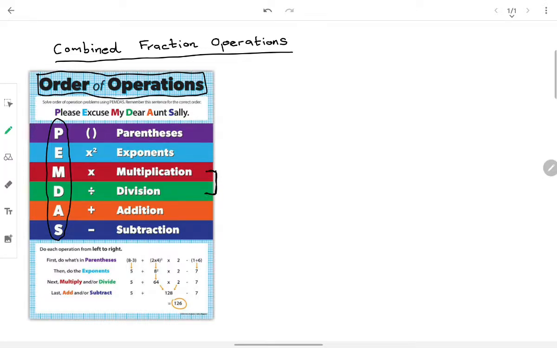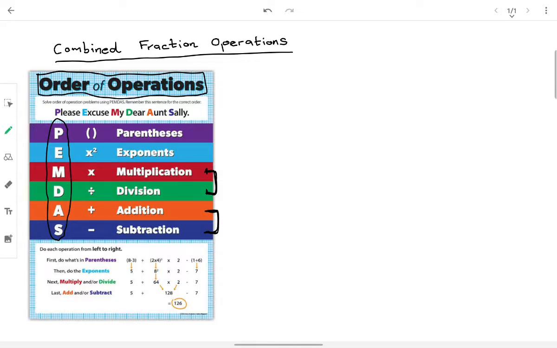These two are on the same level, so we can do first multiplications and then divisions, or first divisions and then multiplications. And in the end, we will do this level, that is addition and subtraction. So this is very important. We always need to look at the order of the operations. This is the order. Don't forget the order of the operations.